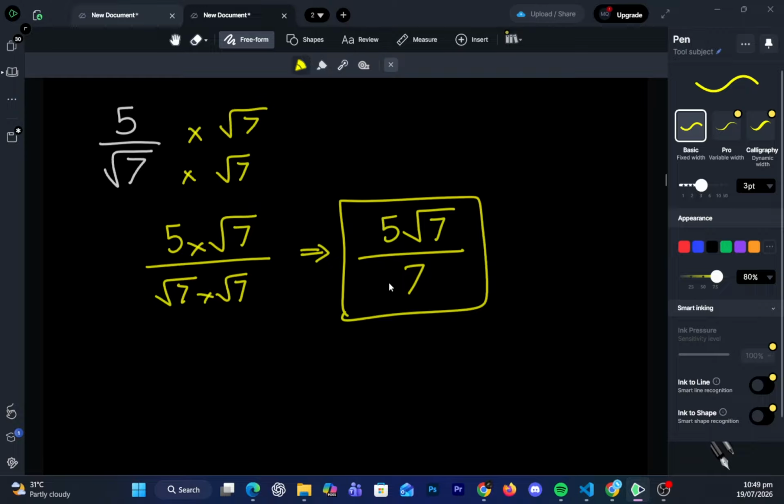Notice that the denominator no longer contains a surd. That means we have successfully rationalized the denominator.